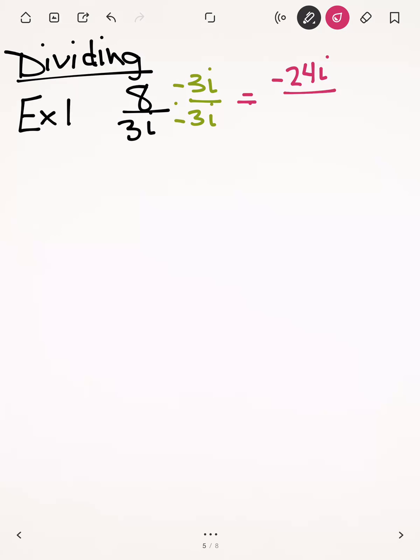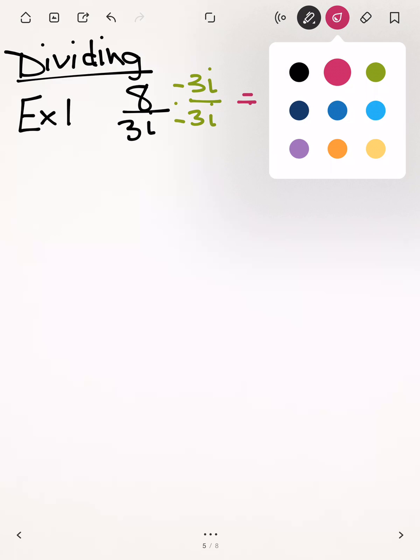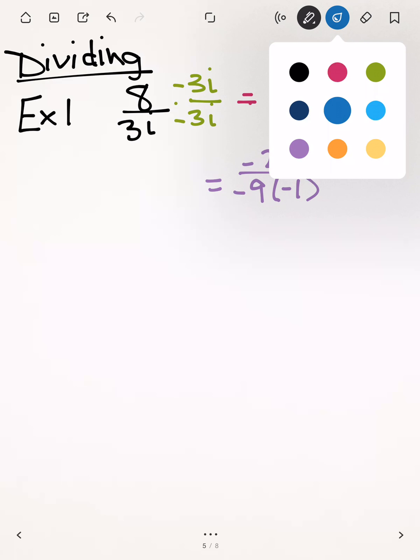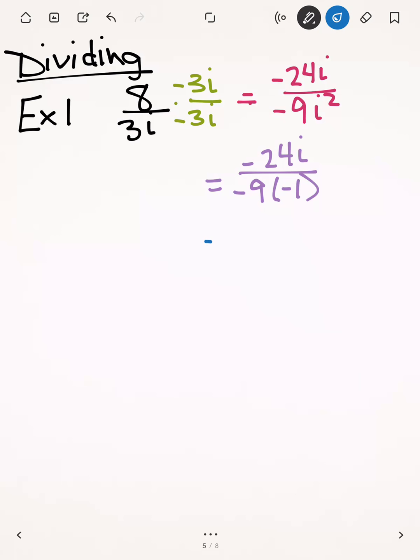Okay, 3i times a negative 3i is a negative 9i squared. So now remember, i squared equals negative 1, so we need to simplify it. So I get negative 24i over negative 9 times negative 1. Well, negative 9 times negative 1 is positive 9, so I get negative 24i over a positive 9.